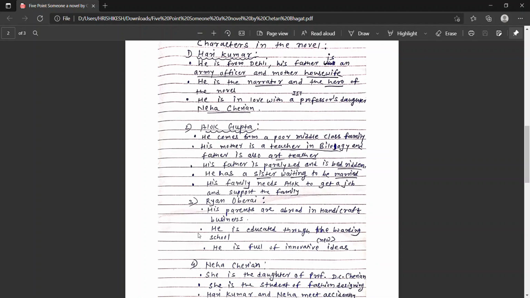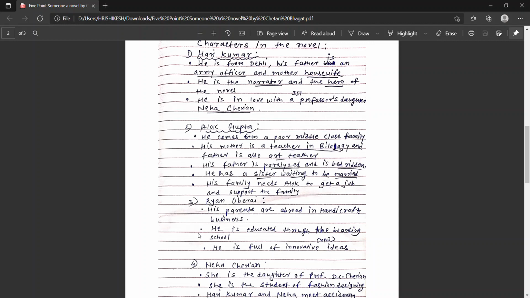Then the third character is Ryan Oberoi. Ryan's parents are abroad, father and mother. They are working in a handicraft business. Handicraft म्हणजे जे काही गोष्टी आपण हाताने करतो, हँडीक्राफ्ट. क्राफ्ट म्हणजे काय? कला.